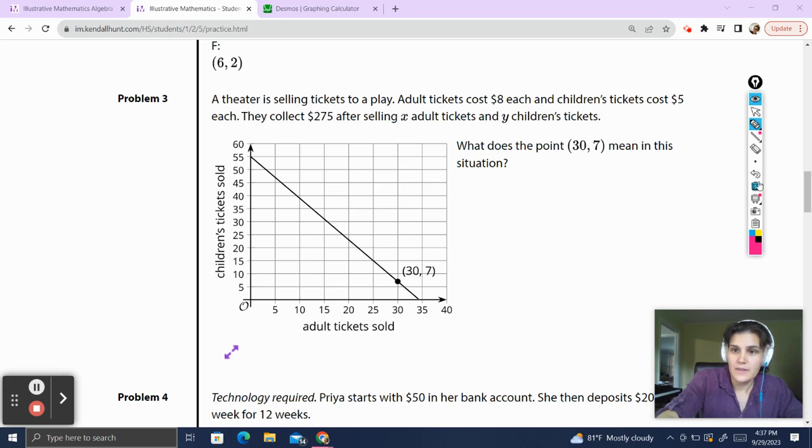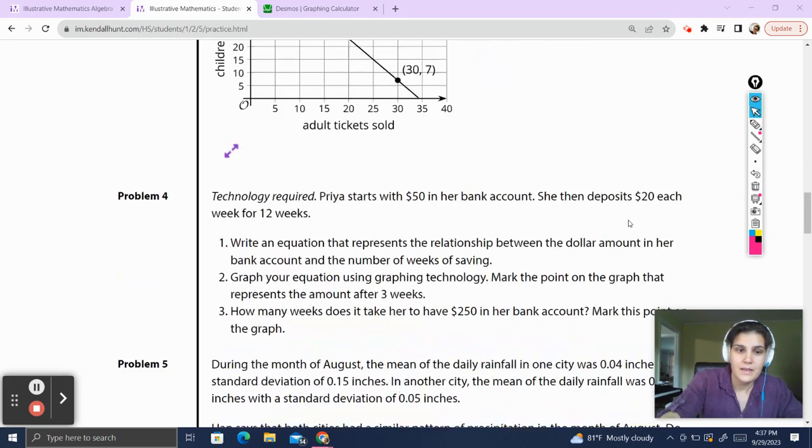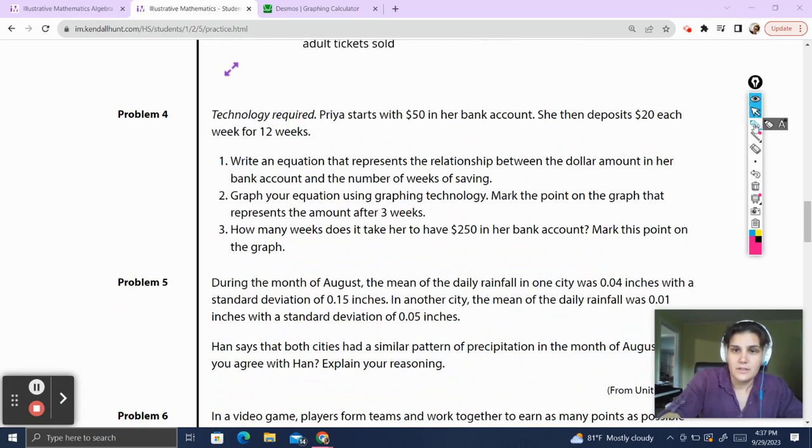Problem number 4. In this problem, technology is required. Priya starts with $50 in her bank account. She then deposits $20 each week for 12 weeks. Write an equation that represents the relationship between the dollar amount in her bank account and the number of weeks of savings. So her bank account is going to equal, well, she starts with $50, and then each week she gets $20 more. So we're going to put 20 times W, where B is our bank account and W is the number of weeks. And that is our equation.